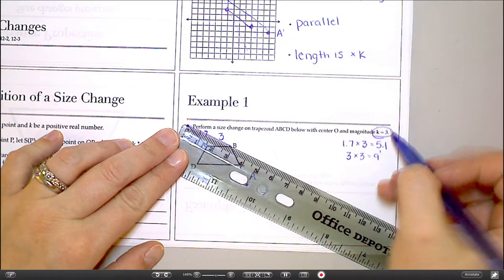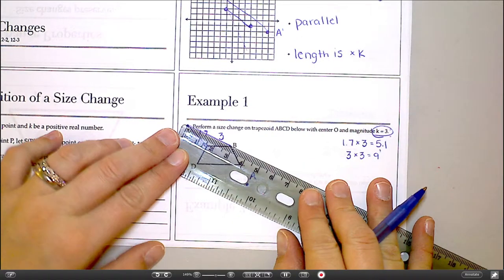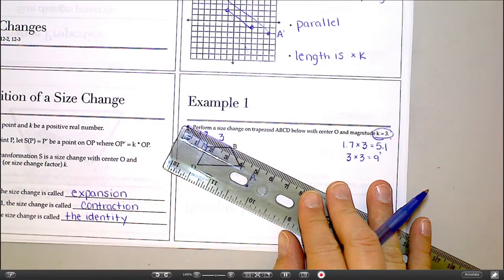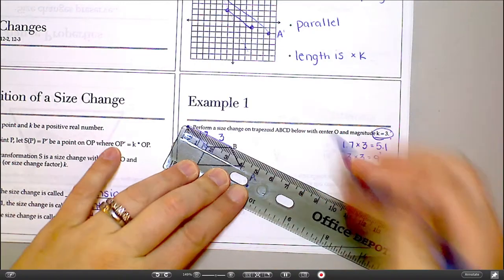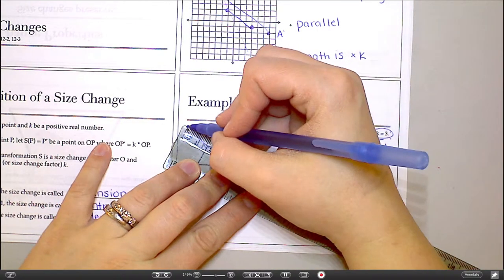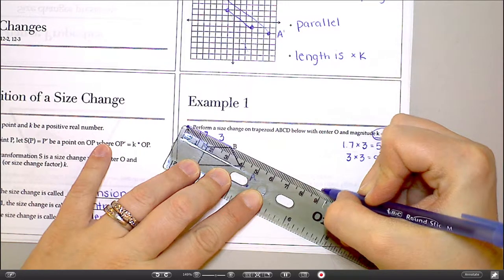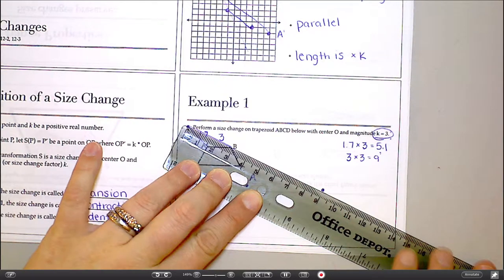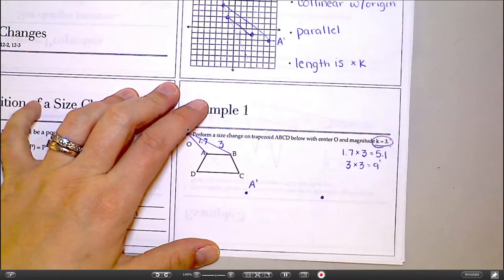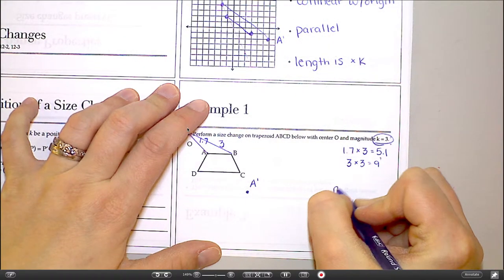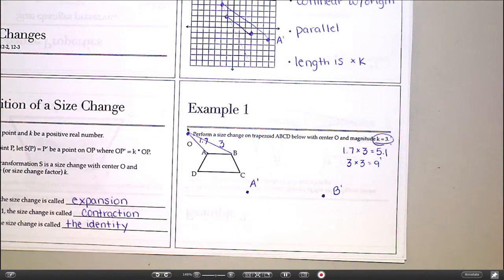Okay, remember you want to multiply by the magnitude, always starting at the center. Always starting at O. So I'm going to line my ruler up this way, but I'm going to go 9 centimeters out to right there. And that's going to be my B prime.